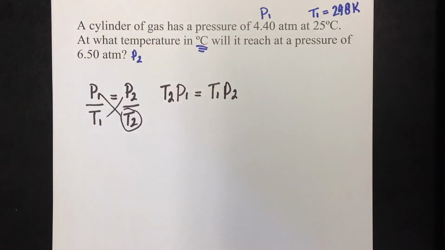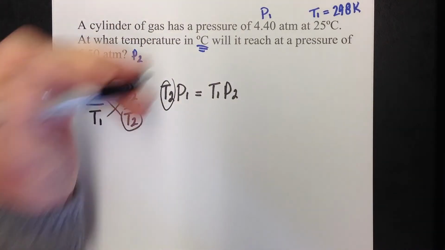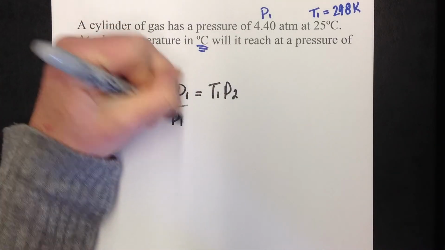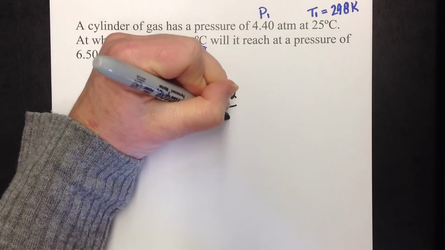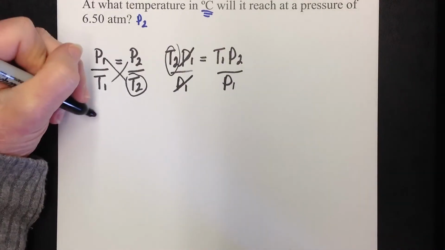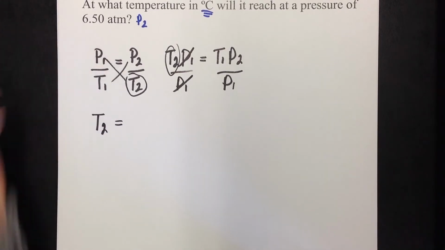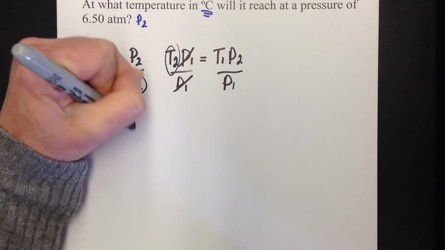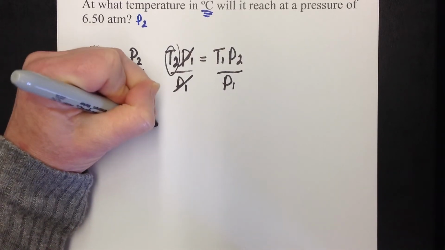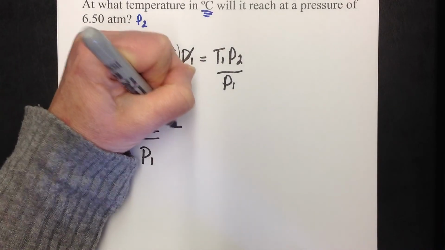All right. I like this because everything is on one line. I am still trying to solve for T2, but now I can very easily see how to isolate it. I'm going to divide both sides by P1. I now have my formula ready to go, so I'm going to write it out neat. Be a little extra here. T2 equals T1 times P2 divided by P1.